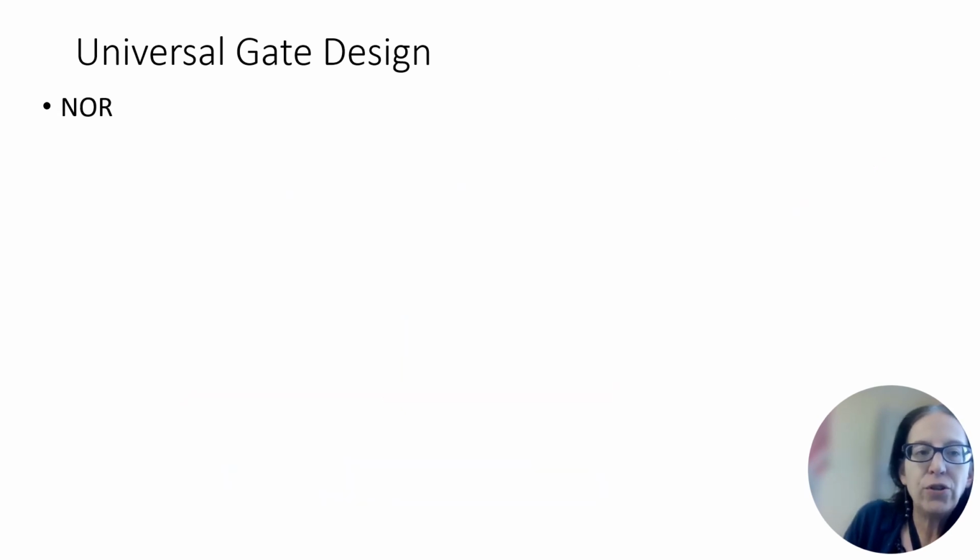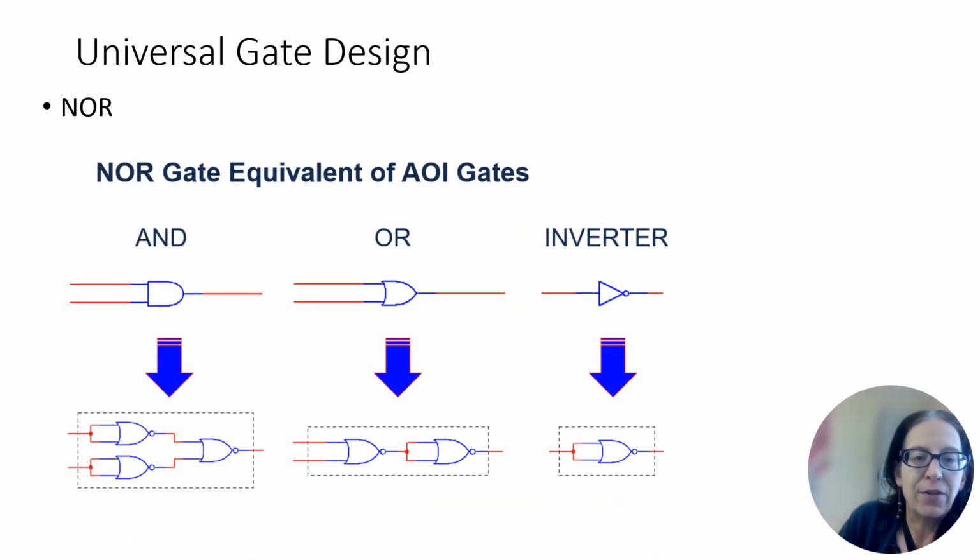You can also do universal gate design with NOR gates. Not as common as NAND gates, but we do cover both of them. And once you know one, you can figure out the other. So the inverter is exactly the same as it was for the NAND. To do an inverter, you just take both inputs and run it through the NOR gate. So that should be easy peasy to remember. It's one gate for one gate. You just run the input into both inputs.